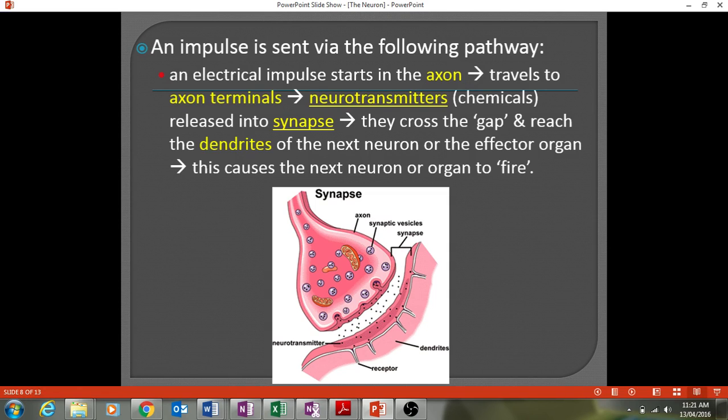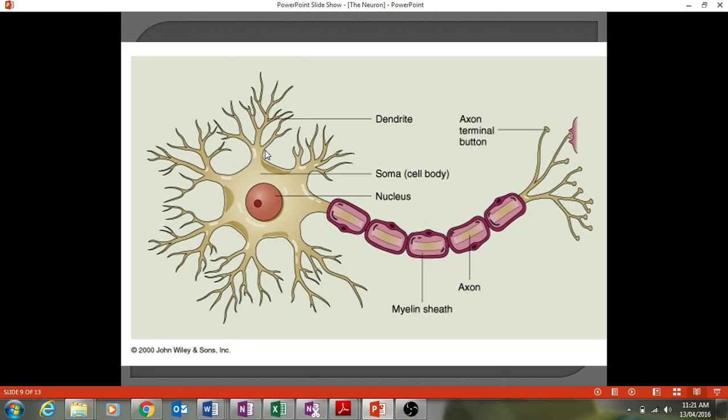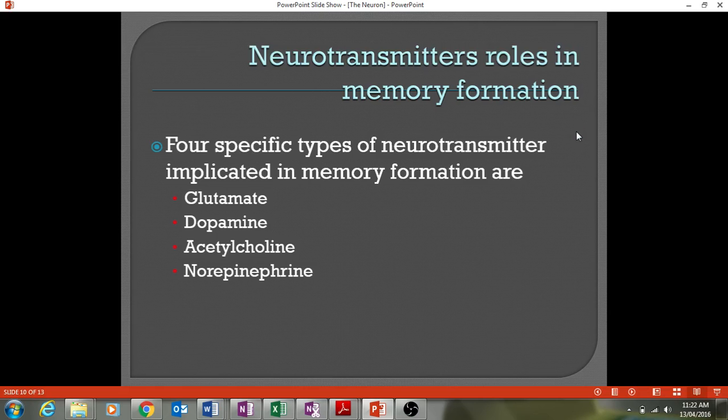We need to know about an impulse, or electrical impulse, an action potential, which obviously starts with the dendrites being stimulated. That electrical impulse travels down the axon to the axon terminals, which release the neurotransmitters into the synapse. They cross that gap to reach the dendrites of the next neuron or the receptors on the target cell. So we start with the dendrites, down through the cell body, through the axon to the axon terminals, and the axon terminals release neurotransmitters into the gap, and that stimulates the next cell.